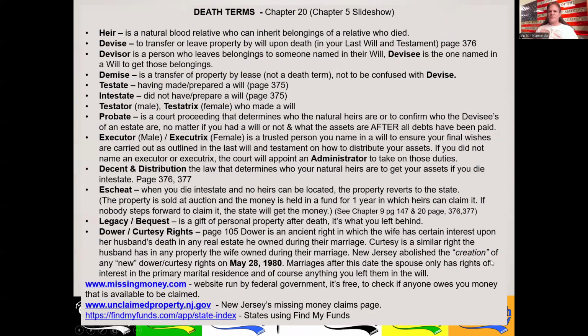I showed you guys this before in chapter 5. I had this list in chapter 5, but here it's really for chapter 20. These are a lot of the death terms, so I put them here. I put together this list for you.